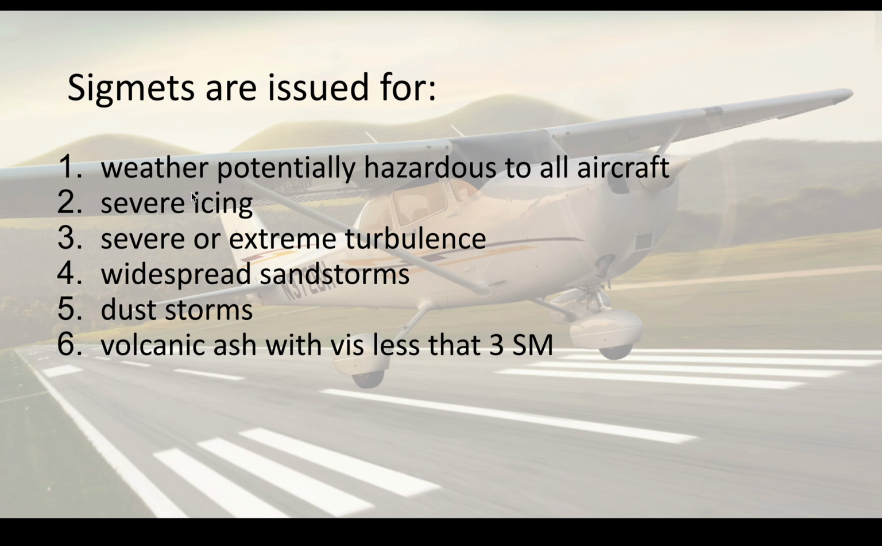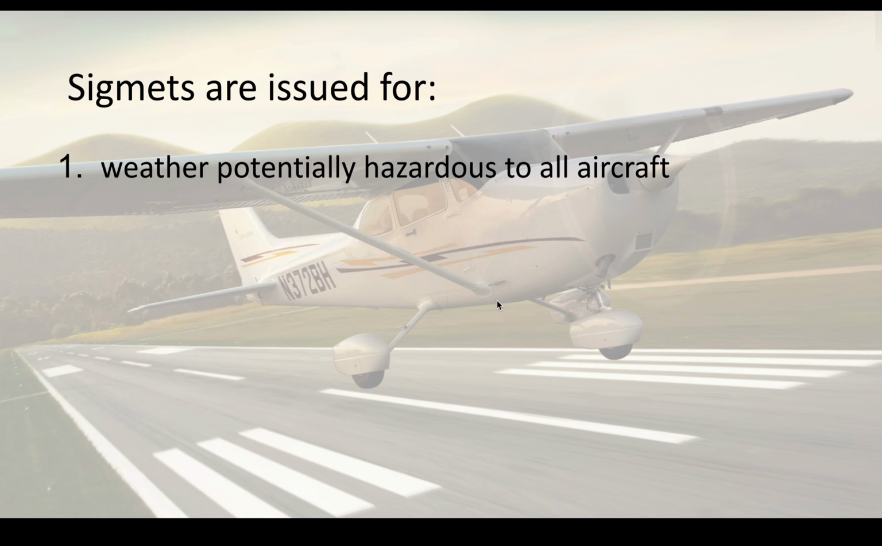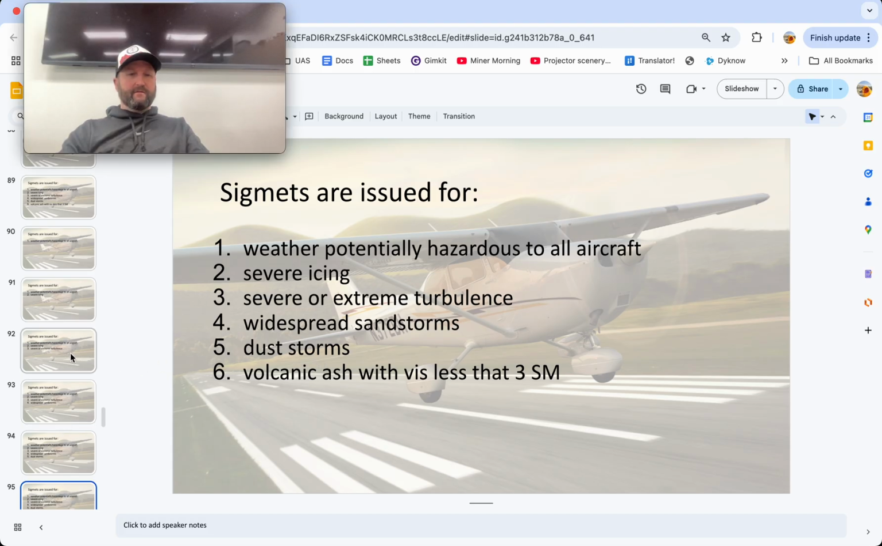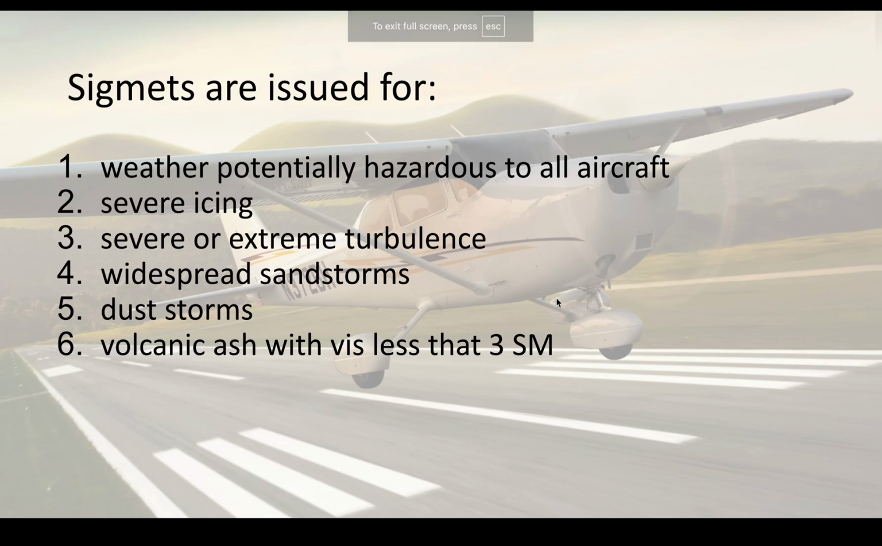Now, SIGMETs, weather that's potentially hazardous to all aircraft, big and small. Severe icing, severe to extreme turbulence, widespread sandstorms, dust storms, volcanic ash with visibility less than 3 statute miles. And they've got different names. There we go. I knew I separated them out. I'm going to fix that real quick. All right. There we go.